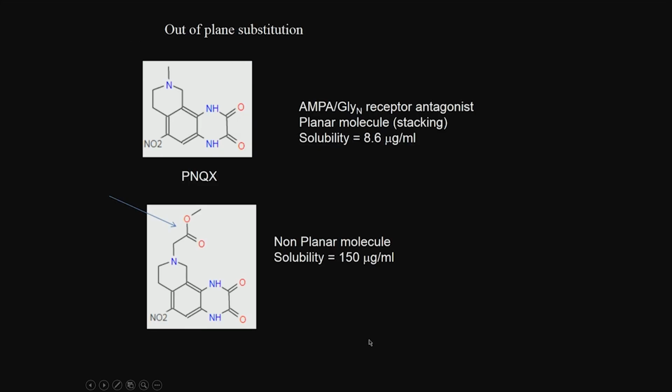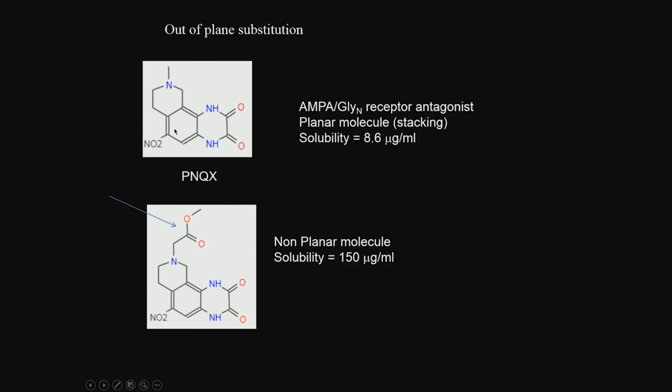Out of plane substitution, if a structure is well packed, very crystalline, solubility is very poor. Look at this structure, it is in a single plane, because we have the fused rings, so they will be planar, planar, planar like this. So, it is highly crystalline in nature, so the solubility is extremely poor. Planar molecules, they are stacked. This is an AMPA glycine N receptor antagonist. Now, all you do is you add an acetyl group here.